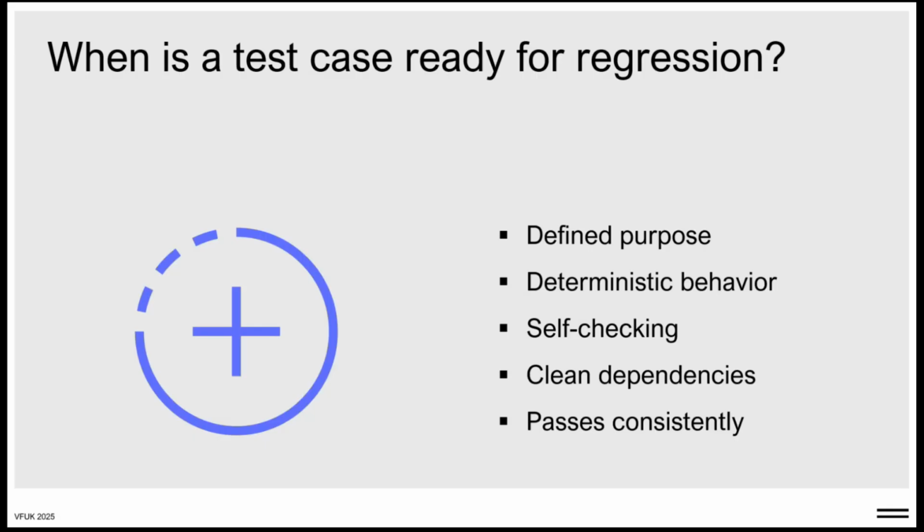Now, there are some qualifications that a test case needs to fulfill for it to be used in a regression system. A good regression test should have a defined purpose. It should be deterministic, self-checking, consistently passing, and have clean dependencies. And when a test case passes all of these requirements, it is safe to include in a regression system.